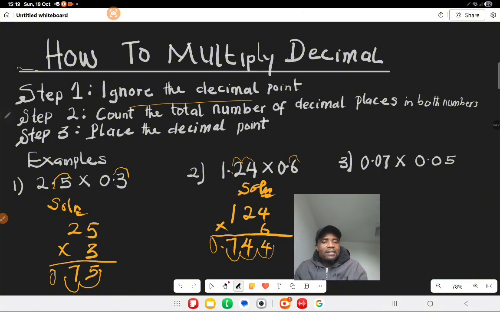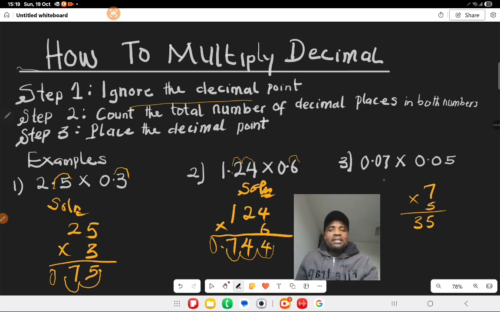And the third one says 0.07 times 0.05. In this case, we ignore the decimal point. We are having 7 times 5. 7 times 5 gives us 35.